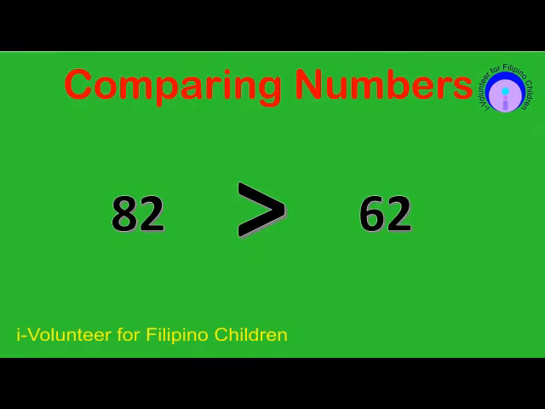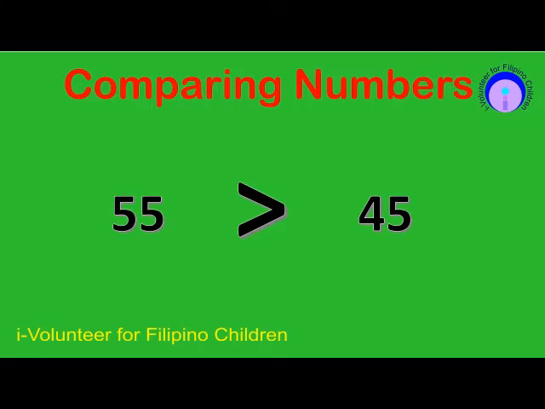The number is 82. It is greater than 62. The answer is true. We can read the expression as 82 is greater than 62. And this expression is correct. Can you say it again? 82 is greater than 62.